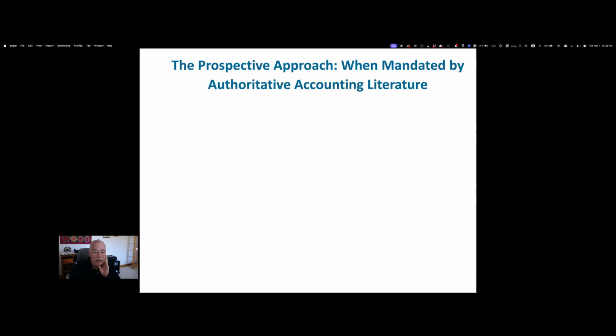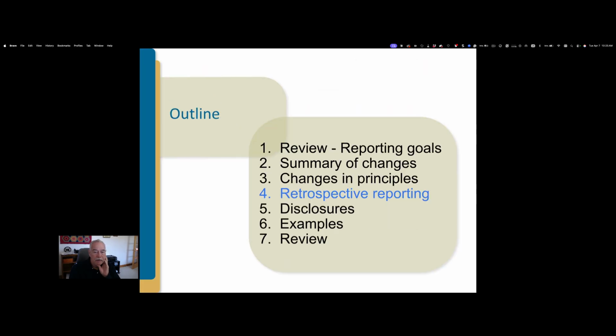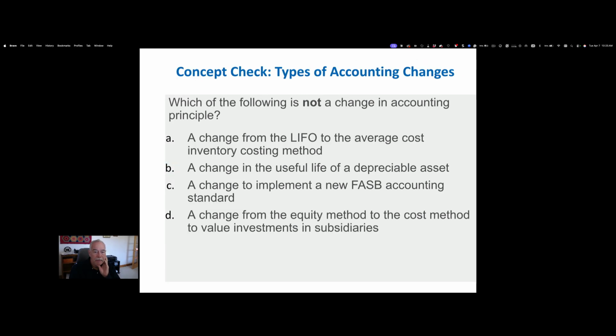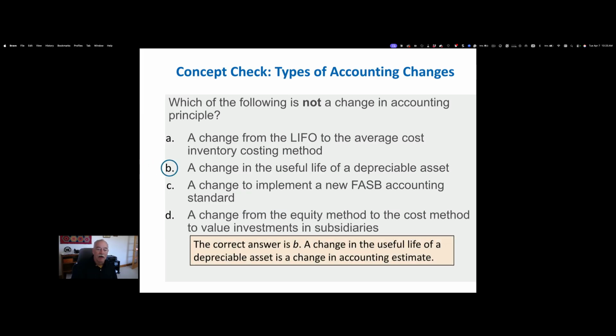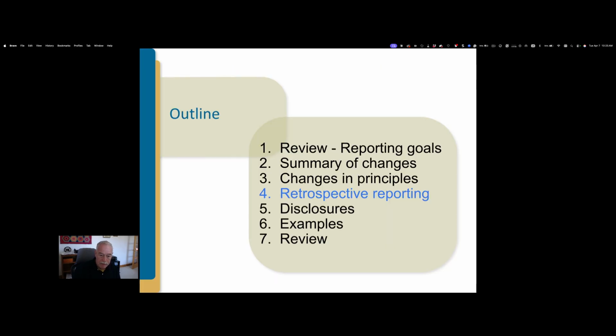Sorry about that. Yes, B is going to be the correct answer here. A change to implement a new FASB standard is considered a change from one GAAP method to another, and a change from the equity method to the cost method is also a change in accounting principles, not an estimate.